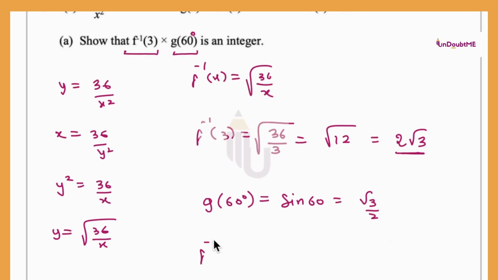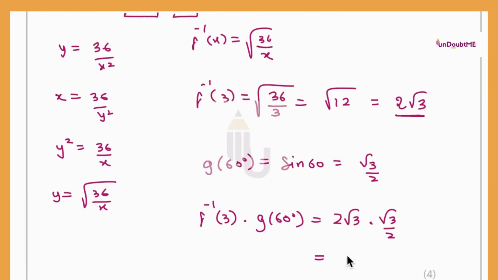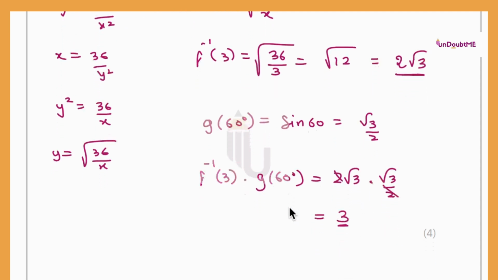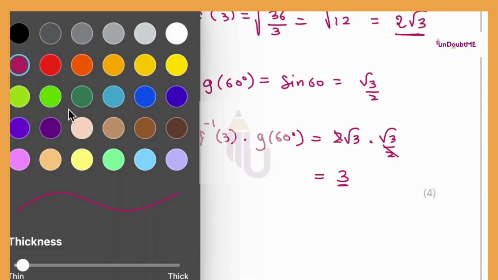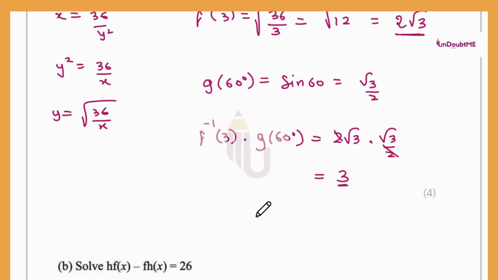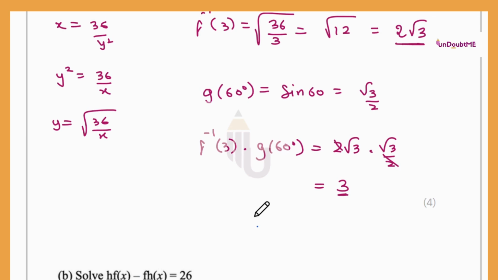If I multiply them, f inverse of 3 times g of 60 degree, I'll get 2 root 3 times root 3 by 2. 2 gets cancelled and we are left with root 3 times root 3, that is 3. That is also part of surds, so if you want you can just watch that video to understand these things properly. So we are done. We had to show that they are integers.